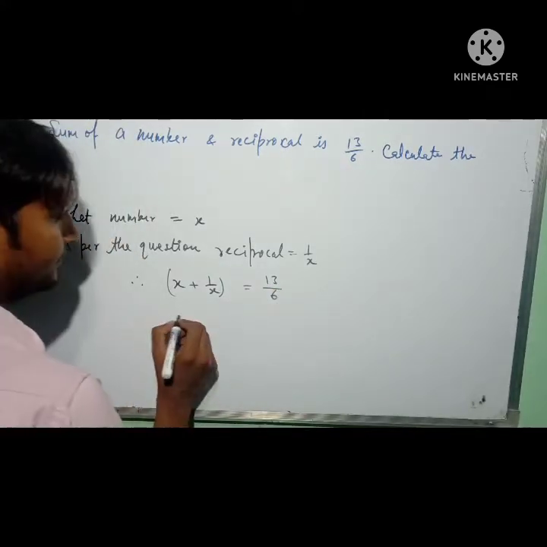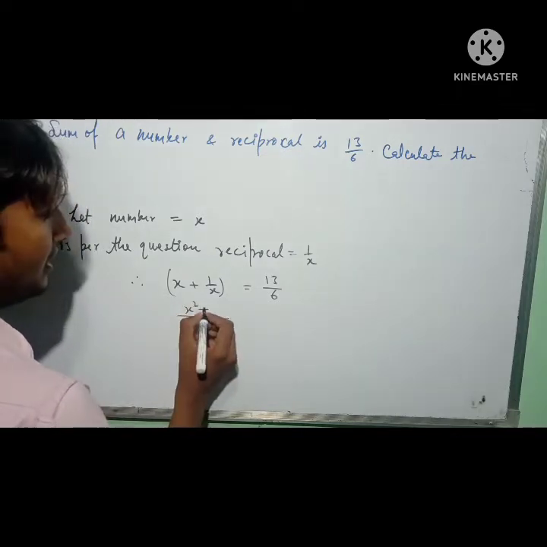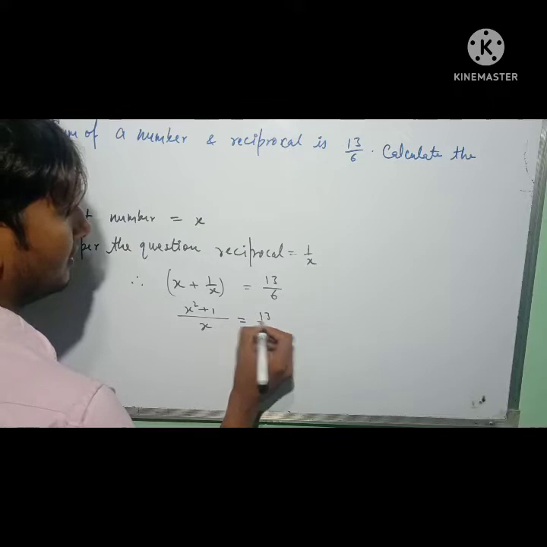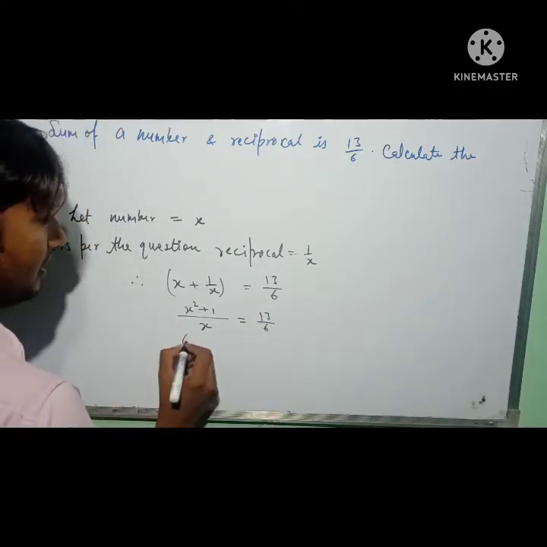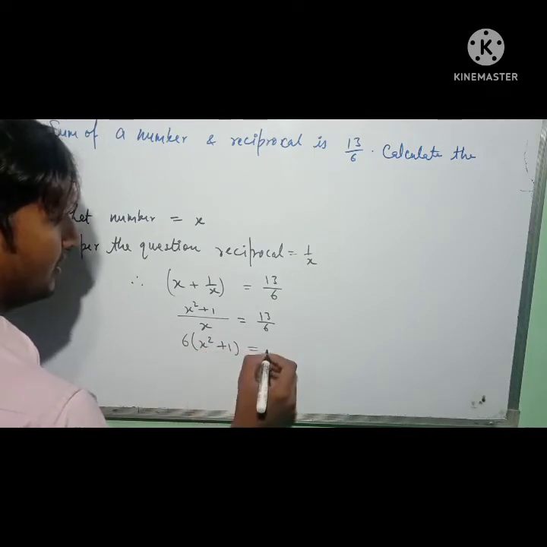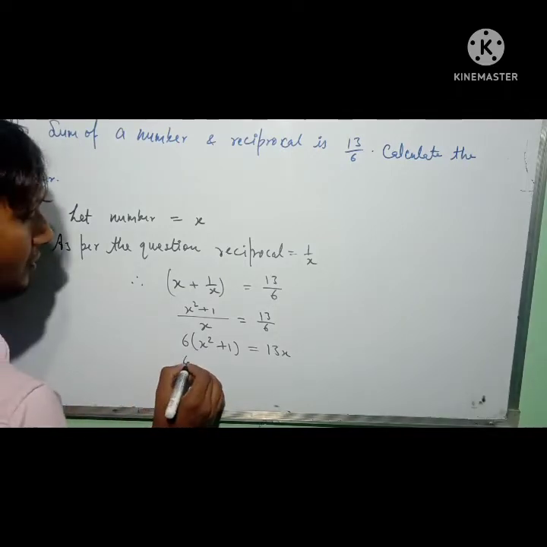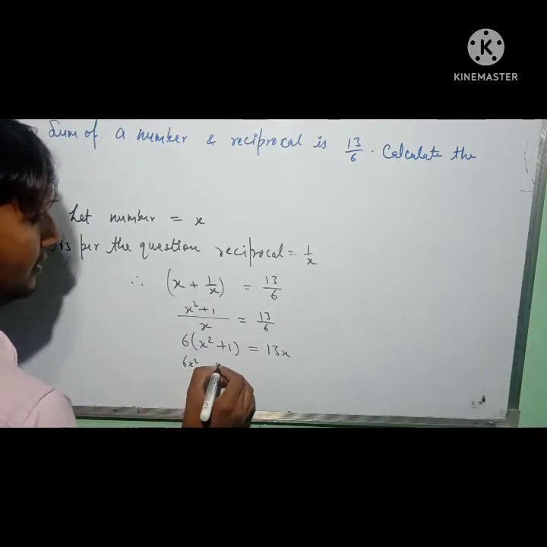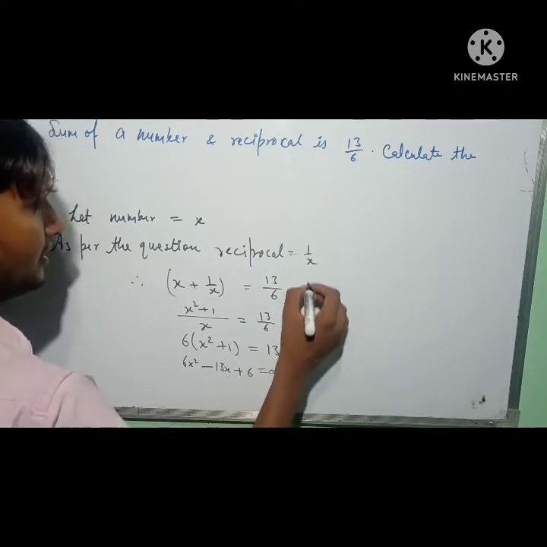Solving, x is the LCM. This is x squared plus 1 upon x equal to 13 upon 6. In this way, cross multiplication, 6 into x squared plus 1 is equal to 13x. Now 6x squared minus 13x plus 6 is equal to 0.